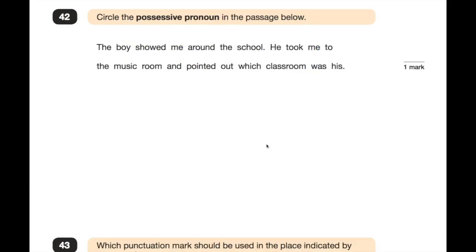Number 42 is asking us to circle the possessive pronoun. Now, a possessive pronoun is just a pronoun, effectively, that has some sort of possession attached to it. So if it belongs to that man, I don't know who he was, it is his. If it belongs to a girl and we don't know who she is, it's hers. So we're looking for the possessive pronoun in here, and I can spot it right at the end. It's there. The classroom, it was his.